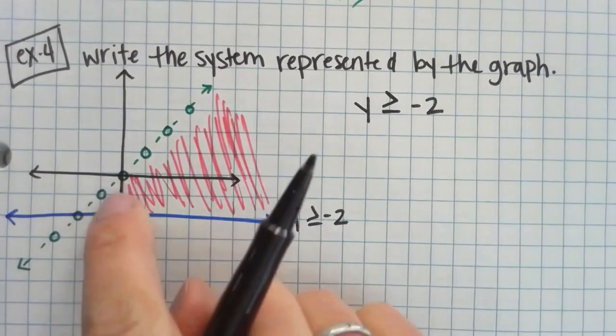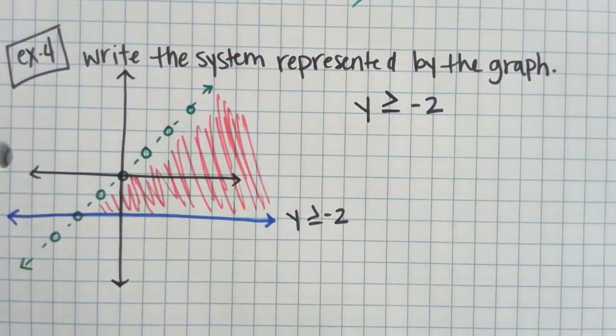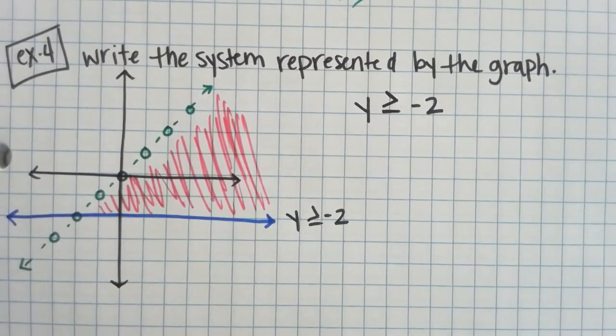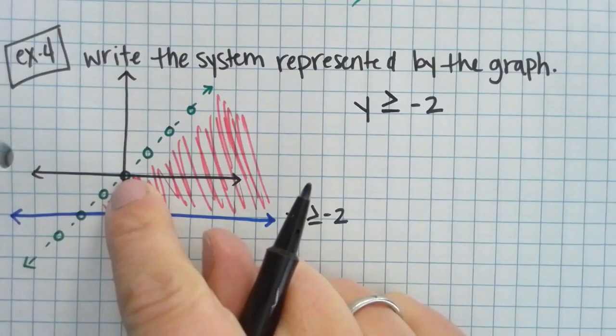Okay, now let's find the inequality that represents our line with a slope. First of all, let's use what we know about slope-intercept form, right? Do we have a y-intercept here? 0, right? So we technically don't need to even put anything because it would be y equals mx plus 0. Goes right through the origin.